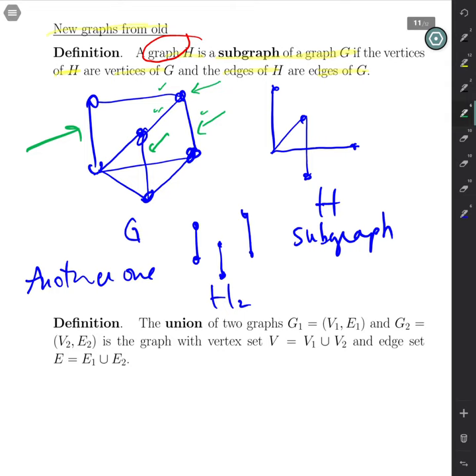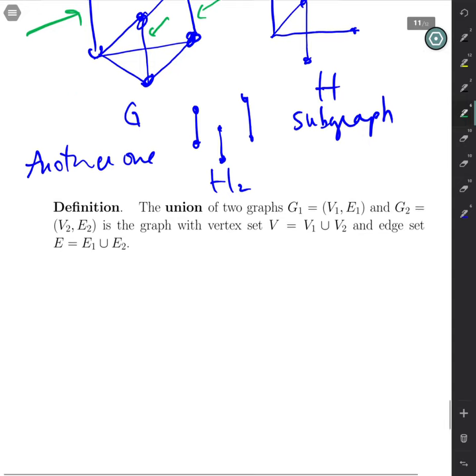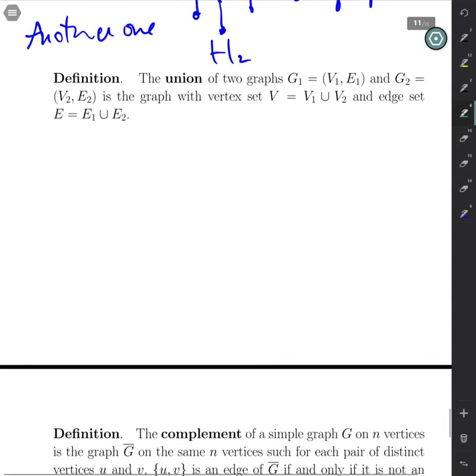Every edge in a graph has to have two vertices, or that is, its endpoints must be in the graph, even if it's a loop, right? And these satisfy that. So those are two different ones that are subgraphs of that right there. A union of two graphs is really just what it sounds like. You put two graphs together.